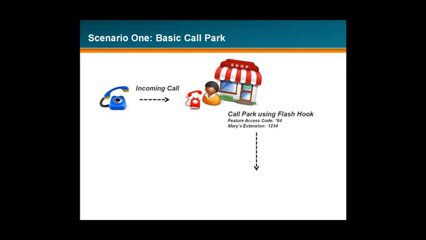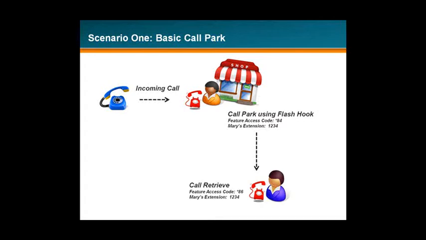She knows that Mary is the right person to speak to, so Sally presses the flash hook on her phone, enters a feature access code, and parks the call against Mary's extension. Sally then pages Mary, telling her that she has a call on extension 1234. Note that the system will play a denial tone if that extension already has a call parked against it.